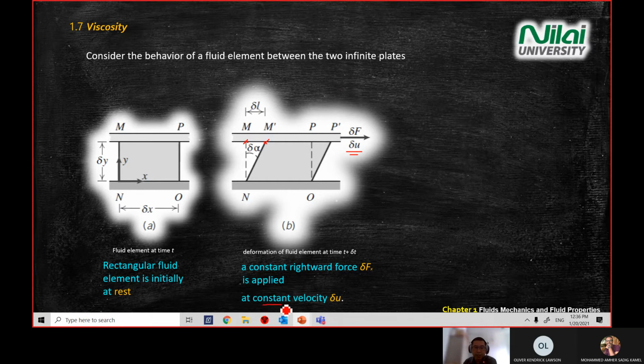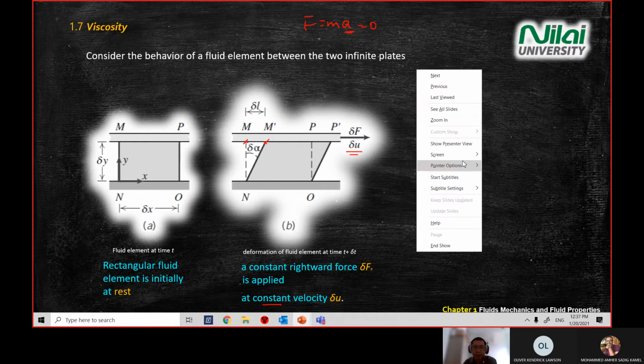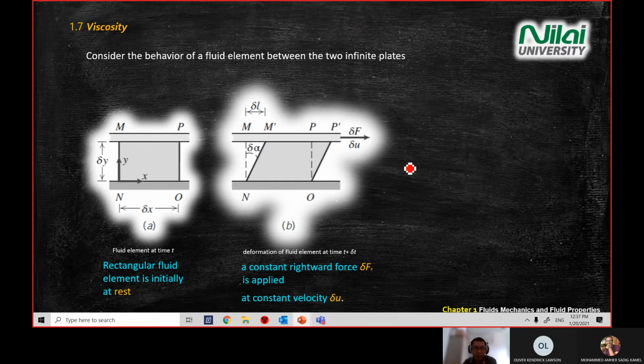The word constant velocity is important in this module because later on we will look at F equals ma, the second Newton law. And when you have a constant velocity, your acceleration will be 0. So this is just an add-on information that will help you in the next chapter.